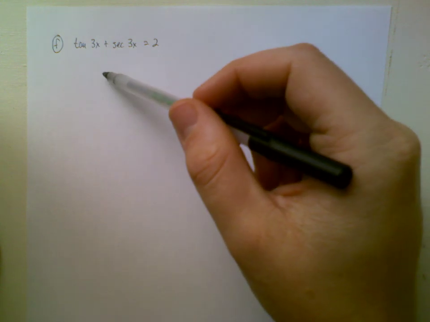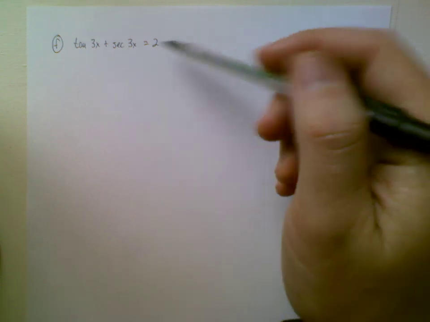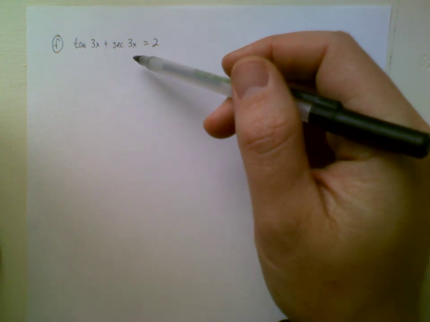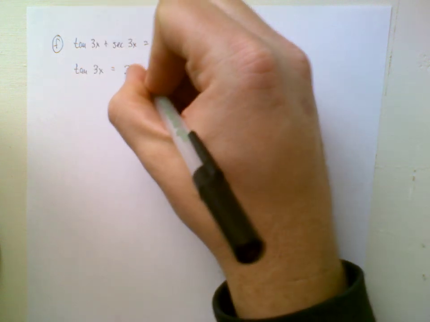So a better thing to do would be, before I try to square both sides the way that it is now, move one of these things over to the other side. And it doesn't really matter which one. I'm going to move the secant over to the right-hand side first. So I'm going to say tangent 3x equals 2 minus secant 3x.